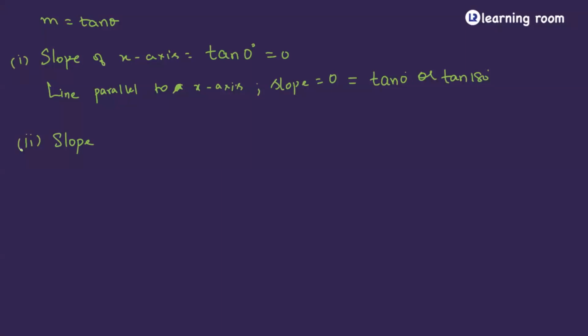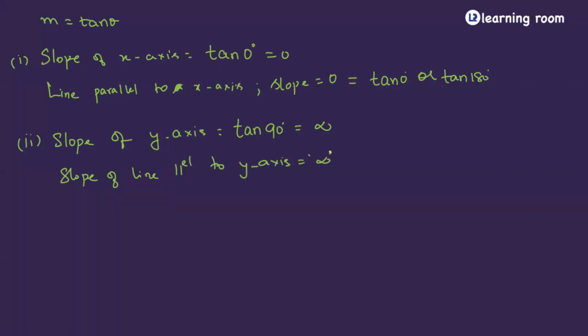Okay. Next, using the same context, if I ask you what is the slope of the y-axis, what will you say? It's going to be tan of the angle the y-axis makes with the x-axis. What angle does it make? 90. So tan 90 is not defined. Similarly, what is going to be the slope of a line parallel to the y-axis? It's the same, undefined. Because a line parallel to the y-axis is also making an angle of 90 degrees with the x-axis, right?